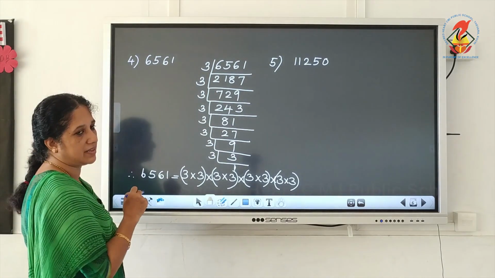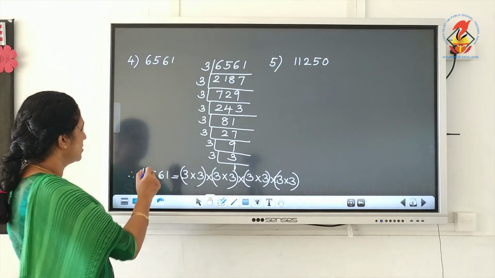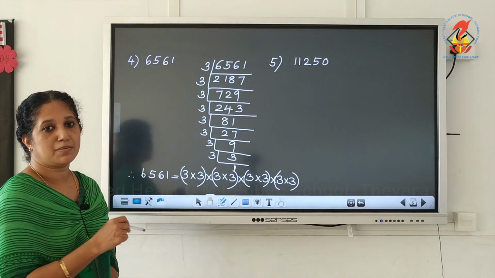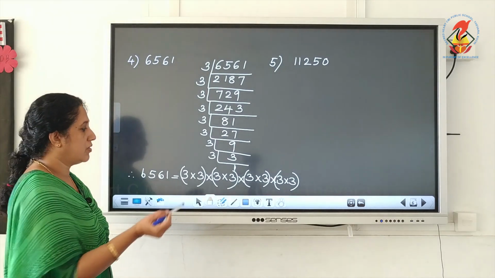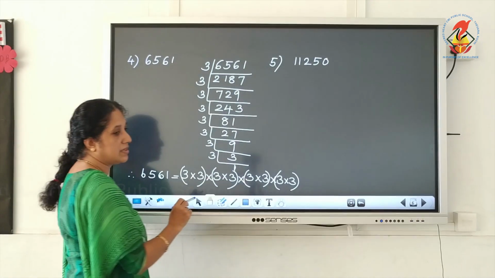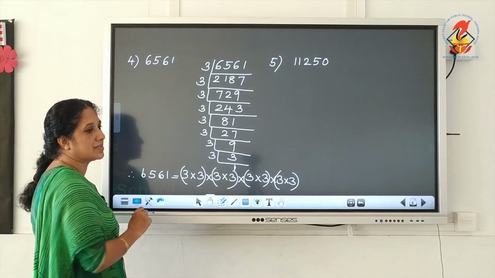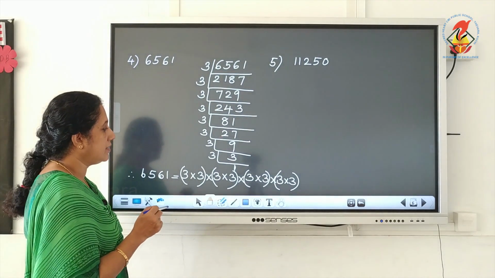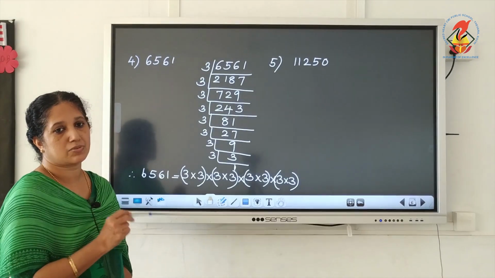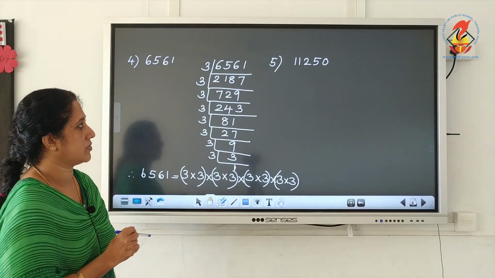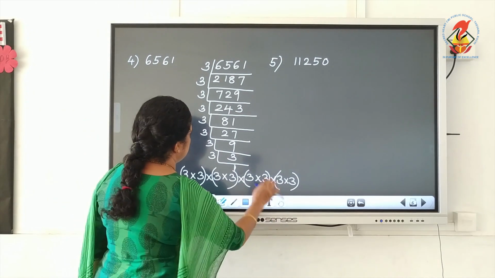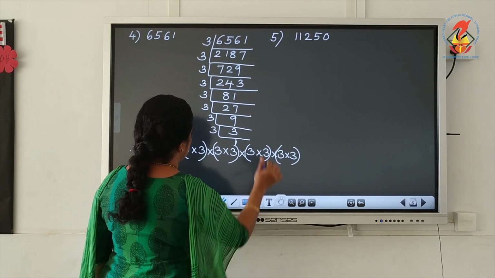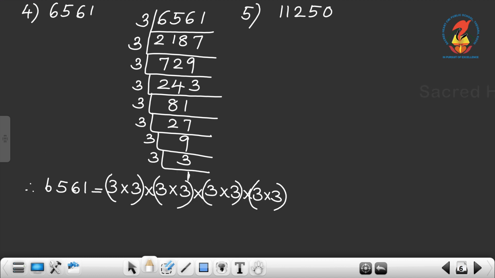So, what we can say is that 6561 is a perfect square. On factorization, we got the factors and we can express it as pairs of equal factors, and so we can say that 6561 is a perfect square.